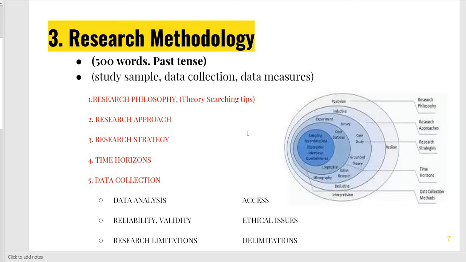It has 5 parts. Research philosophy: which theoretical framework have you chosen? Research approach: is it inductive or deductive approach? And a research strategy. You will mention here whether it is a case study, or a survey, or just analysis. Then you will mention the time horizon, that this study will be conducted from 2021 to 2022. Data collection: how have you collected data? So this is the way to write research methodology.